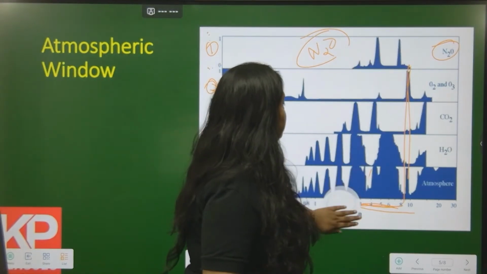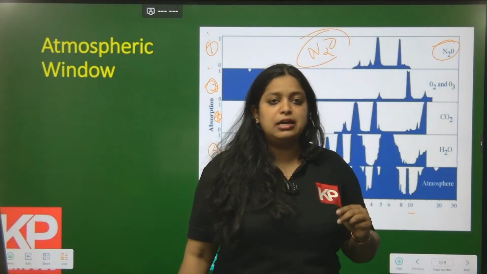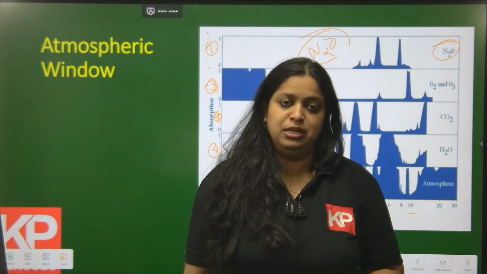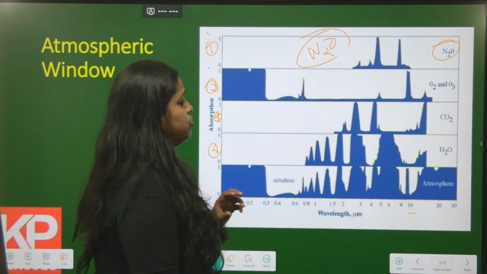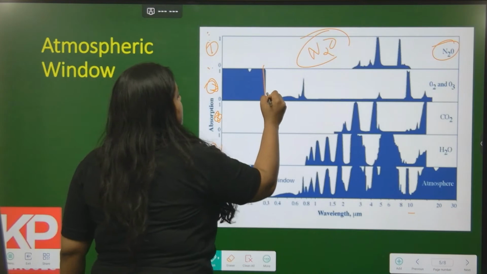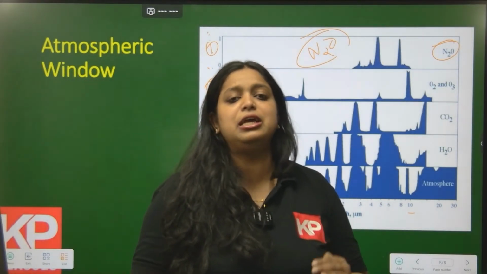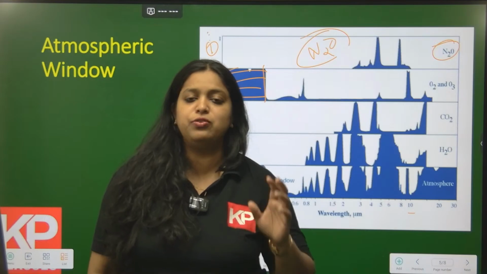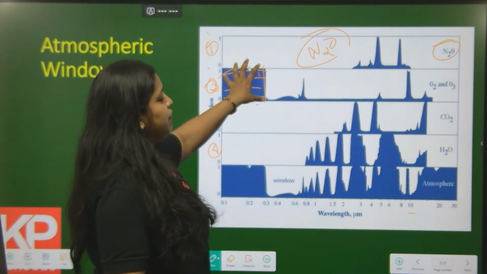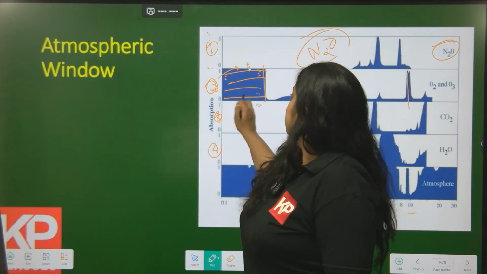Then comes the next one. You can see over here, the second graph is of oxygen and ozone. We know ozone has a huge impact on electromagnetic spectrum absorption, and that's why we call ozone a protecting layer. So what's the importance of ozone? What does ozone do? You can see over here, it absorbs the entire region of gamma and ultraviolet radiation. Ultraviolet and gamma radiation is completely absorbed by oxygen molecules, O2 or O3. Oxygen and ozone molecules absorb all of the gamma and ultraviolet radiation over here, and they also absorb the 9 micrometer region. You can see this entire part of the electromagnetic spectrum is absorbed by oxygen and ozone.